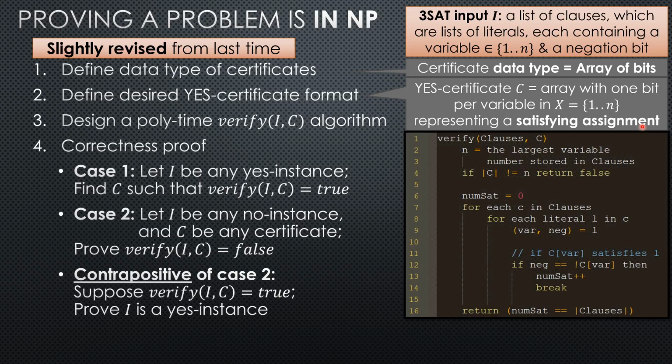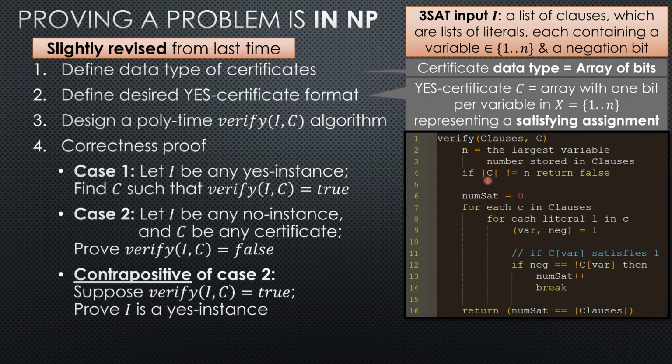Now we need a polytime verify algorithm. So here's our verify algorithm. It takes as input our clauses. This is a list of clauses that are lists of literals, each a pair containing a variable number and a negation bit. Okay, and then we take the certificate C. So clauses is our input, and we have C.